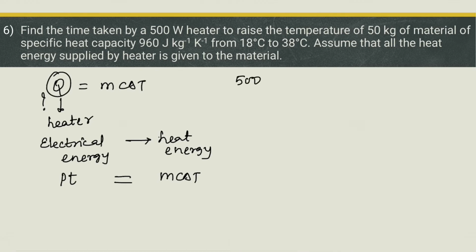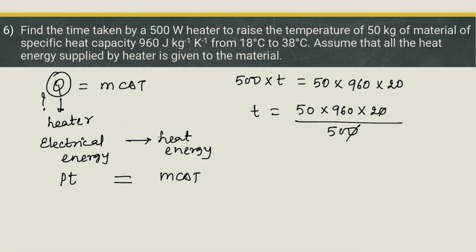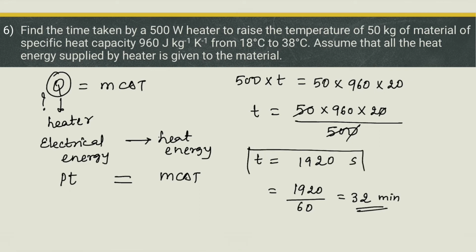Alright, power is 500 watt, time we want to calculate, mass is given, 50 kilogram. Specific heat capacity is also given. Now this time specific heat capacity is given in joule per kg Kelvin, and mass is also in kilogram, so no conversion is needed. And delta T is 18 to 38, that is 20 degrees Celsius temperature change. So t is equal to 50 into 960 into 20 upon 500. 50 cancels, 960 into 2 is 1920 seconds. And if I convert this 1920 seconds into minutes, 1920 upon 60, that will give us 32 minutes. But you can keep the answer in seconds, that is absolutely fine.